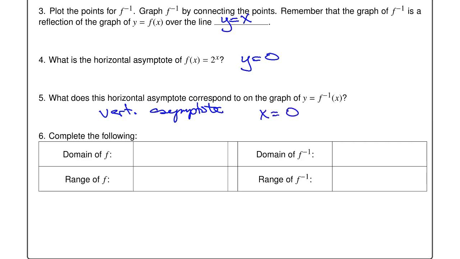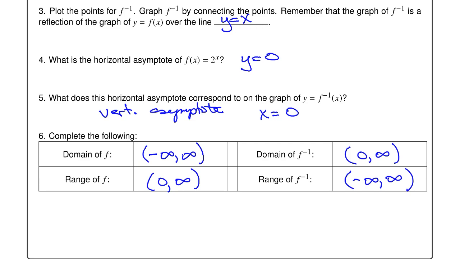And then complete the following. What was the domain of f? Well, f was the exponential function, so it has the full domain from negative infinity to infinity, and the range was 0 to infinity. Then the question is, what is the domain of f inverse and the range of f inverse? When you find the inverse function, you switch the domain and range from the original function around. So the domain is going to be 0 to infinity, open at 0, and the range is negative infinity to infinity.